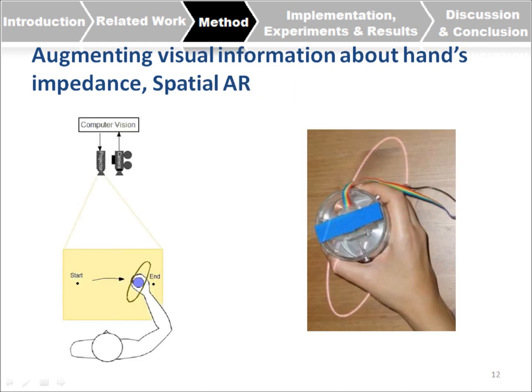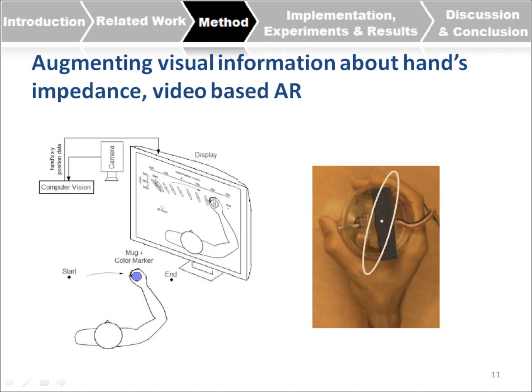And then as the subject moves from point A to point B, or from start to end, the device perturbs the hand of the subject, and it measures the impedance. The camera tracks the position, and then using a computer vision system and some computer graphics, that information is obtained and blended into the actual scene, as you can see in the picture here.